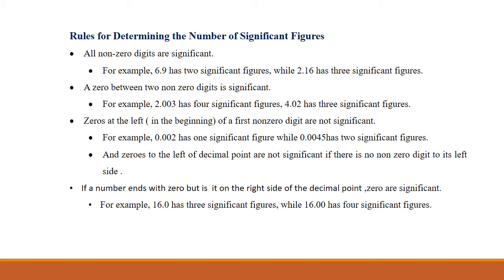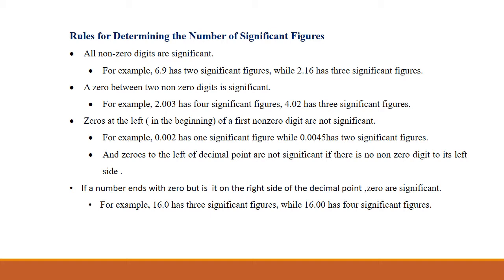Second point: a zero between two non-zero digits is significant. For example, 2.003. Both of the zeros are significant, and it has four significant figures. 4.02 has three significant figures. Zeros at the left of the first non-zero digit are not significant. For example, 0.002 has one significant figure because all the zeros are to the left side of the first non-zero digit.